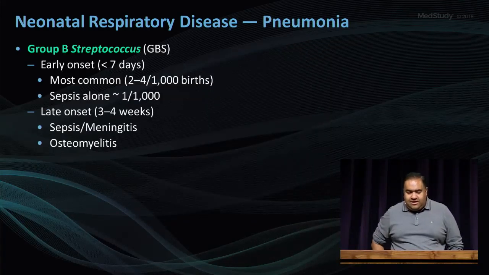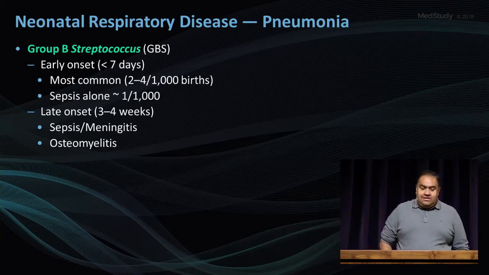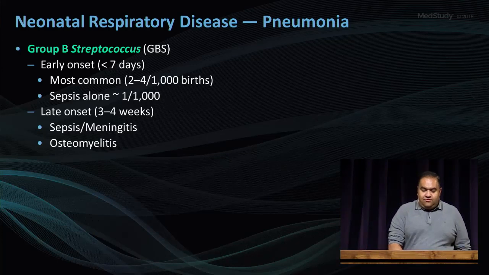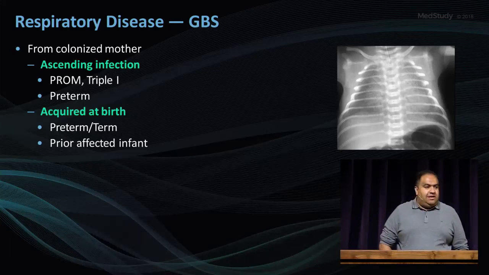All right, Group B strep. We already talked about the algorithm for this. There's early onset and late onset. Early onset is most common, 2 to 4 per 1,000 births. Late onset is at 3 to 4 weeks. A lot of it is from ascending infection, from the triple I, that inflammation and infection that occurs. Preterm infants.